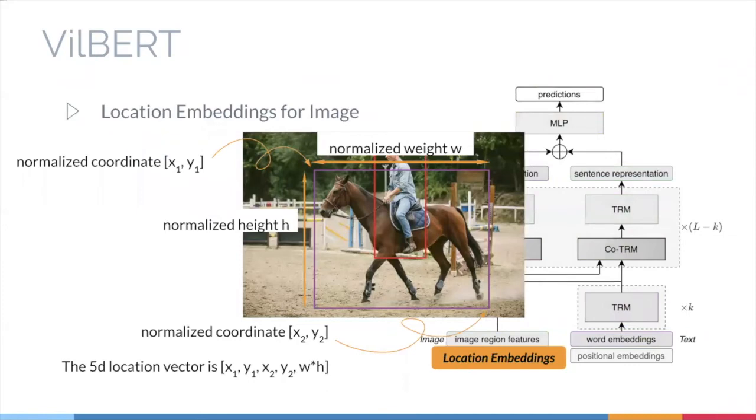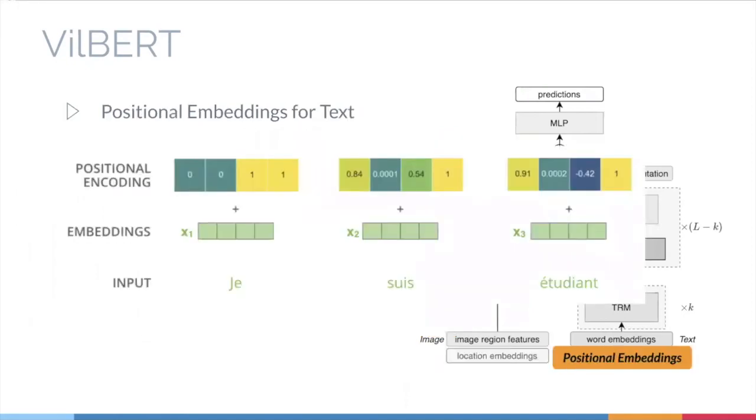Because the image objects don't really have a natural ordering, we introduce location embeddings for image representation. Here we show an illustration of how we made the 5D location vector. These location embeddings indicate the spatial relationship between the image tokens. Moreover, we also introduce positional embeddings for text representation to differentiate the words in different positions of the sentences.